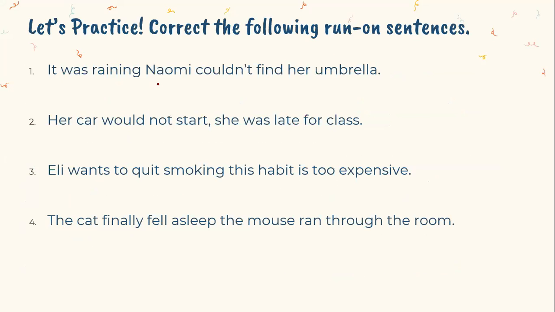Example here, it was raining. Naomi couldn't find her umbrella. This is a run-on sentence. The first idea ends here. It was raining.